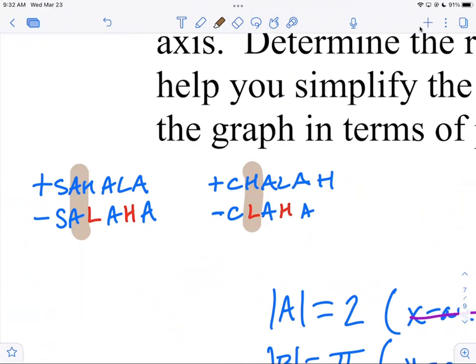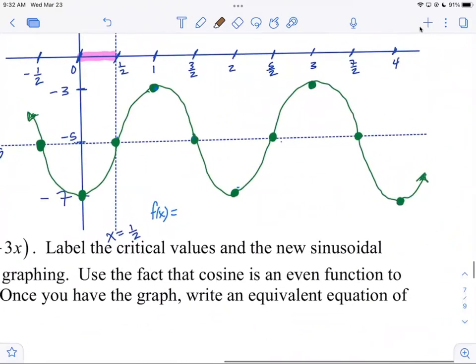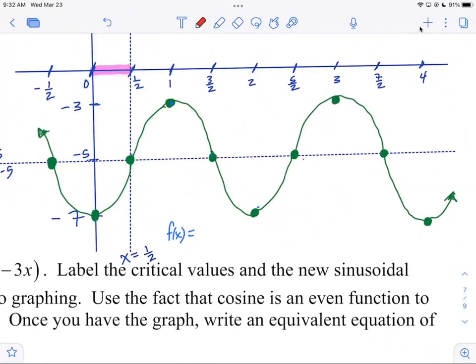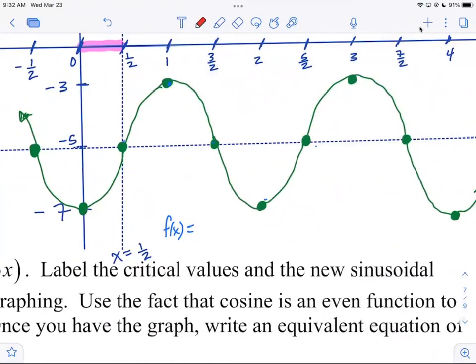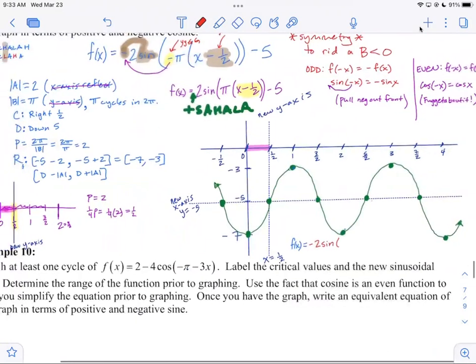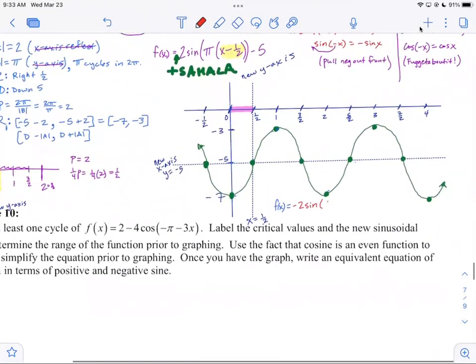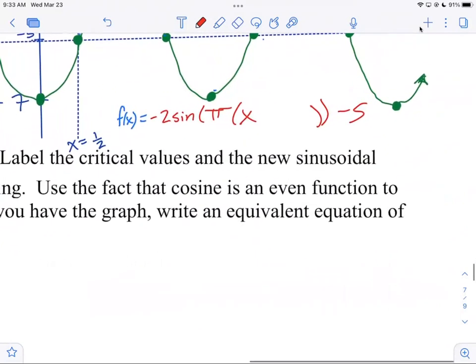Okay. So let's go ahead and come down here. Let's go ahead and set up our template. We're going to put a -2 sine, and the B value is going to be the same. It's going to be pi. But now it's going to be x plus or minus something, something minus 5. So this will be writing one in terms of negative sine.